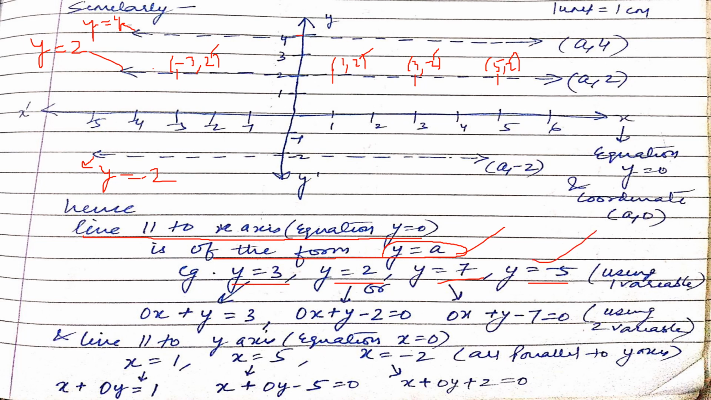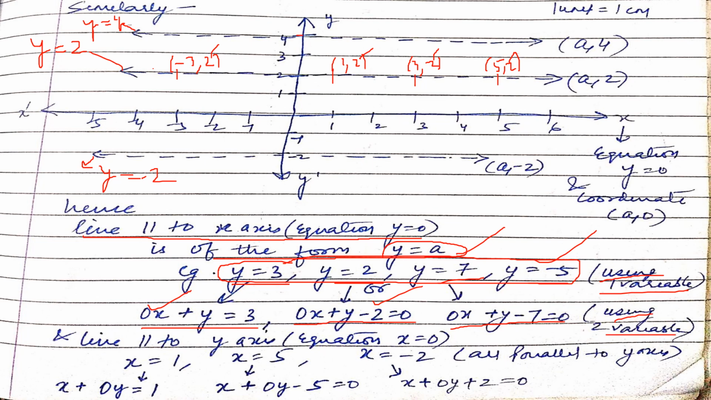One more thing you have to generalize here. If you see how many variables are there in these equations, only one variable I have used. So we call it using one variable. But y equal to 3 in one variable will be only a point. So we make it two variables because this chapter is linear equations in two variables. So we make it like this: 0x plus y equal to 3. No issue because x was not there. I brought 0x. Similarly 0x plus y minus 2 equal to 0. The standard form. Similarly this one. We call it using two variables.